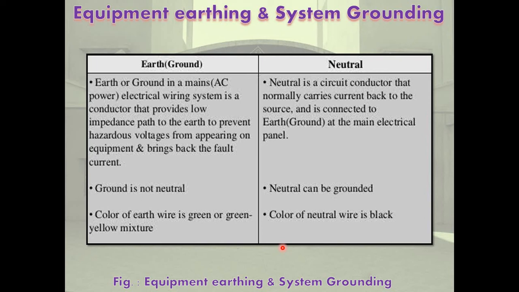An earthed or grounded neutral system has the following advantages. It is easy for earth fault protection. Its transient overvoltages are easily discharged to earth. These include lightning and switching overvoltages.